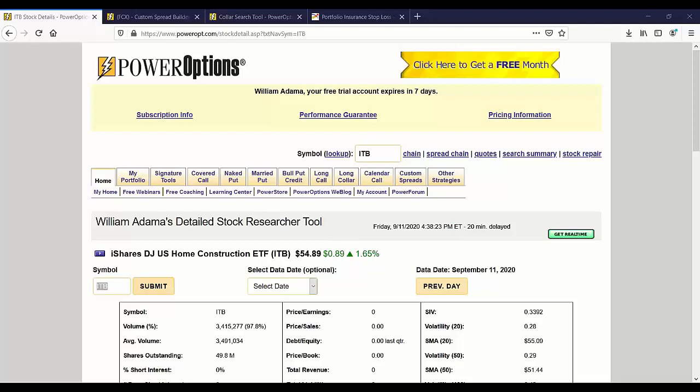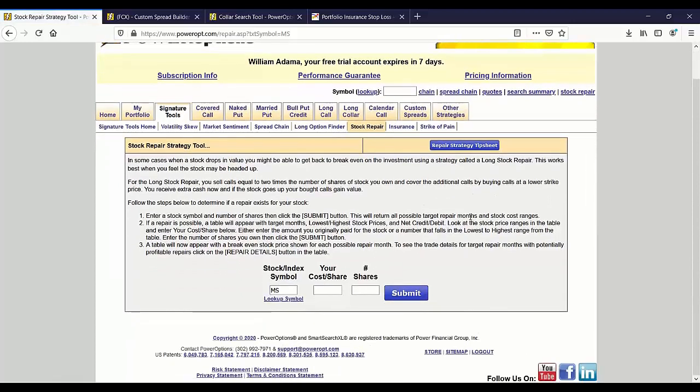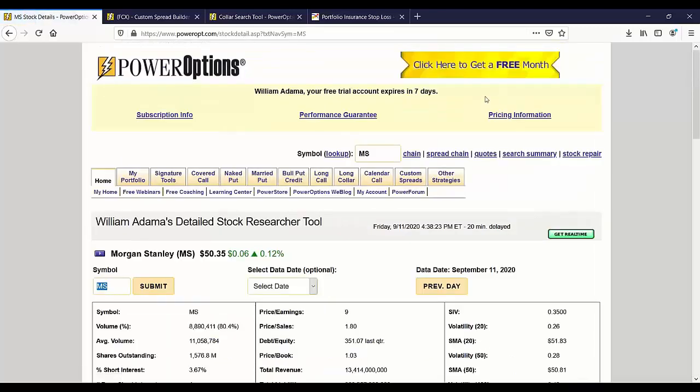Okay. All right, Frank, you had an earlier comment, and I'm not sure how I can address this. You said an MS bull call spread 50 to 50.35 stock repair tool. Well, in order to analyze that, I kind of need to know what cost basis you used on MS for the stock repair. Let me just see where MS is now. How would a 50 to 52.5 work? MS is at 50.35.